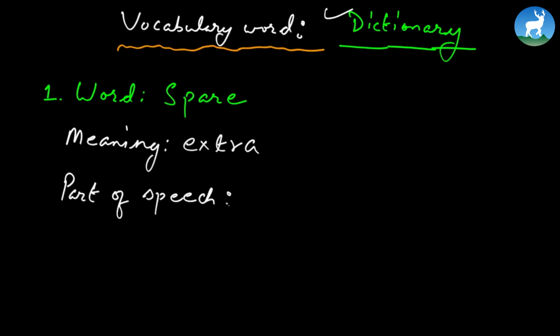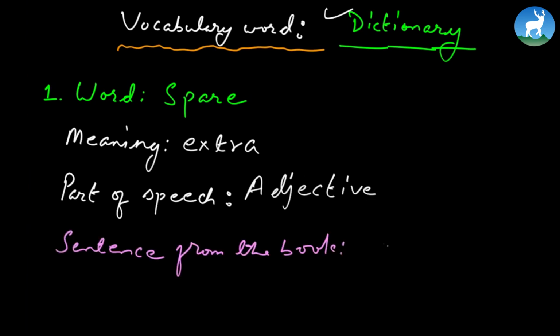Part of speech is always given in the dictionary. In this case, it would be adjective. And then you go to sentence from the book. Meaning, you write down how this particular word is used in the sentence. If you look at the third line in the passage, you will see how spare is used, and you just copy it as it is. In her spare time, meaning extra time, she does the household chores.